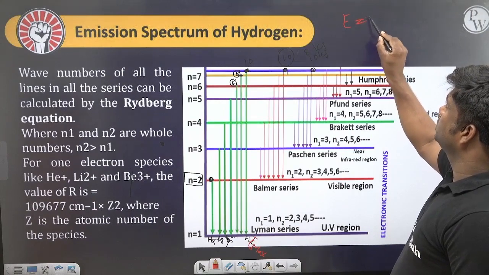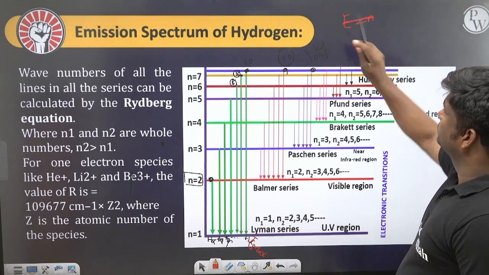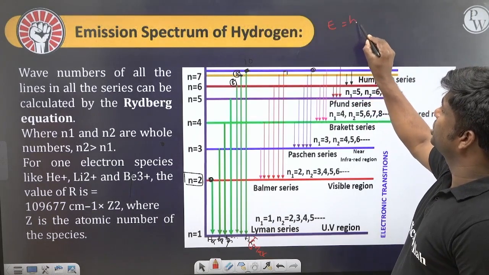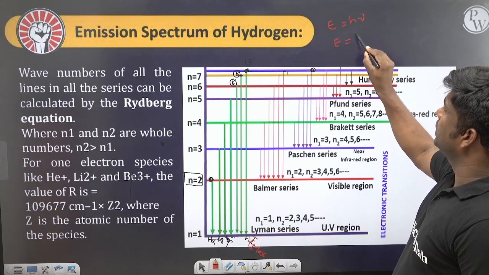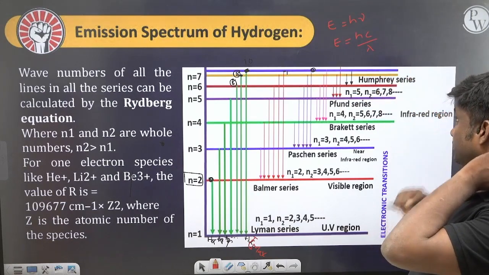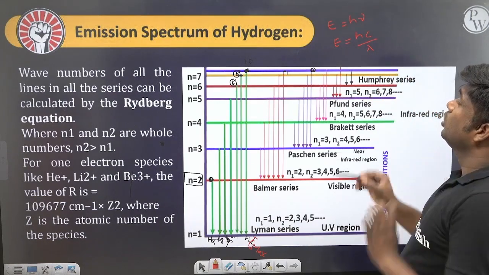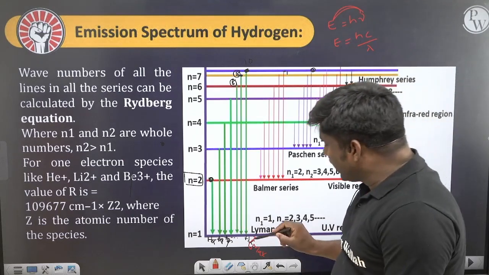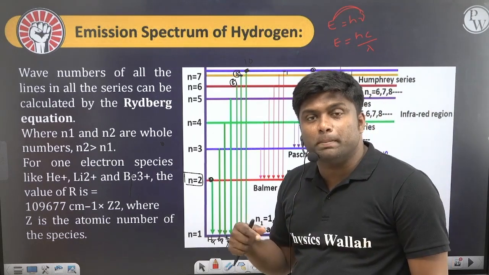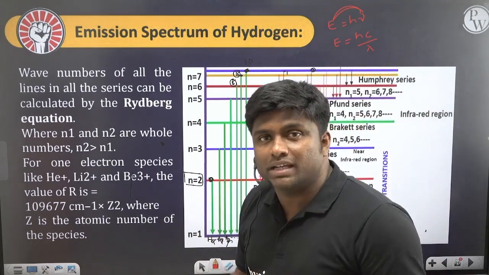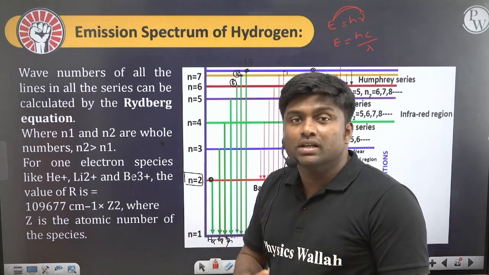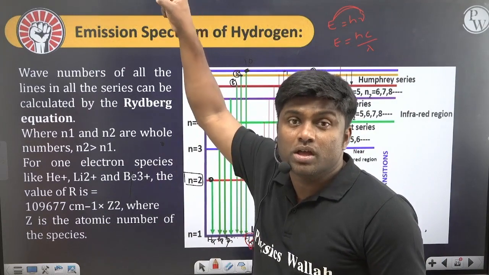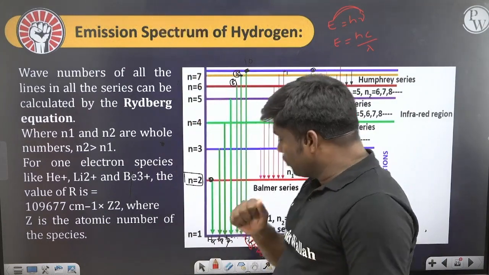E is equal to h nu. We can write that E is equal to hc by lambda. Right? So energy and frequency are directly proportional. So the H infinity line is having how much energy? Maximum energy. It is releasing maximum energy. Why is it releasing maximum energy? It is releasing as much energy as it absorbed. That is the reason why it is coming from the very higher infinity level to the first level.